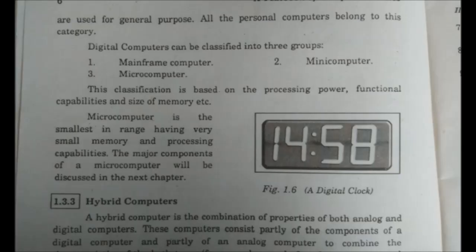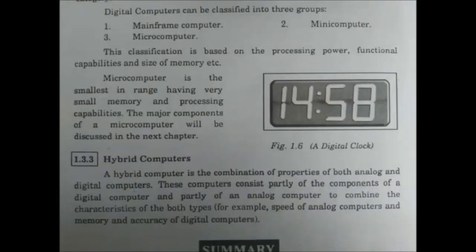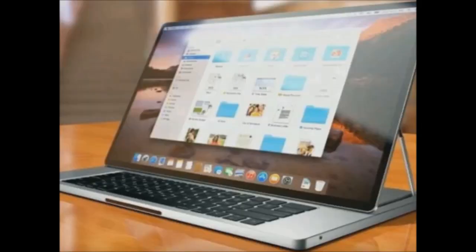Digital computers are classified into three main groups. Number one is mainframe computer, number two is mini computer, and number 3 is microcomputer. This classification is based on the processing power, functions, and memory. And the last type of computer is hybrid computer. Hybrid computer is the combination of properties of both analog and digital computers.